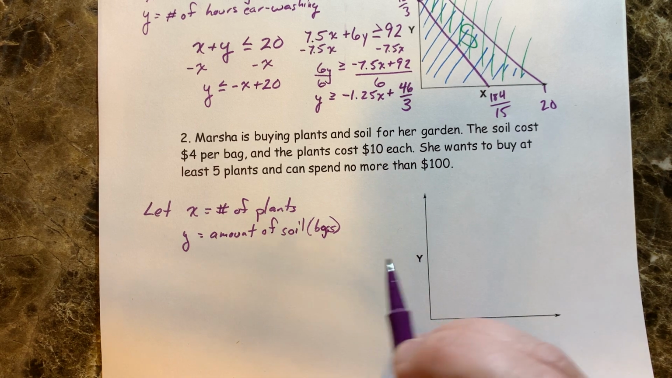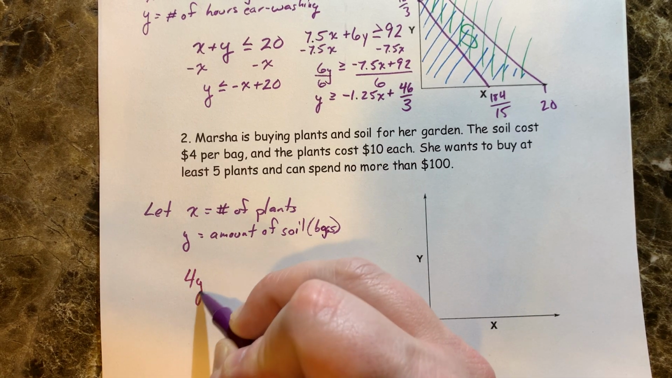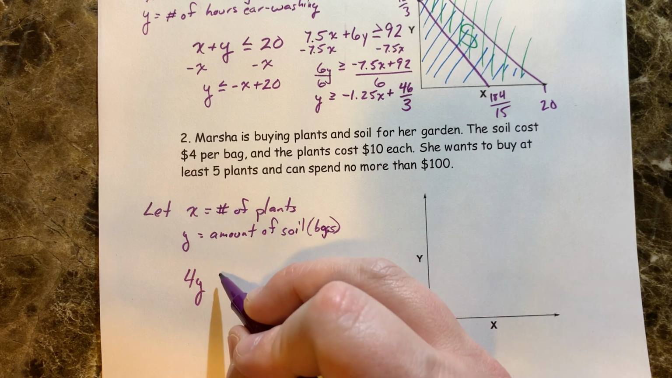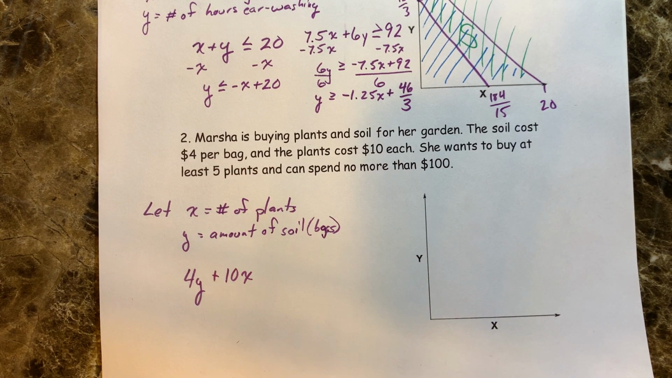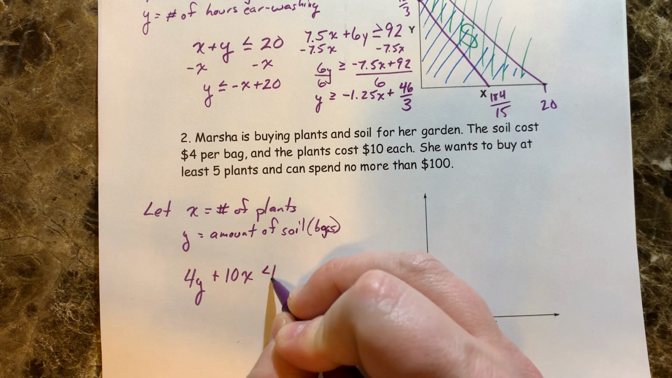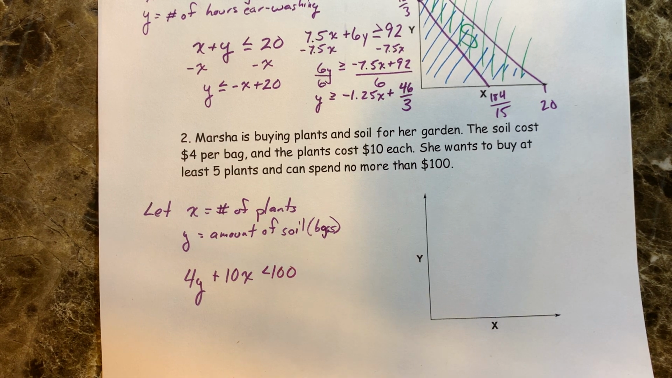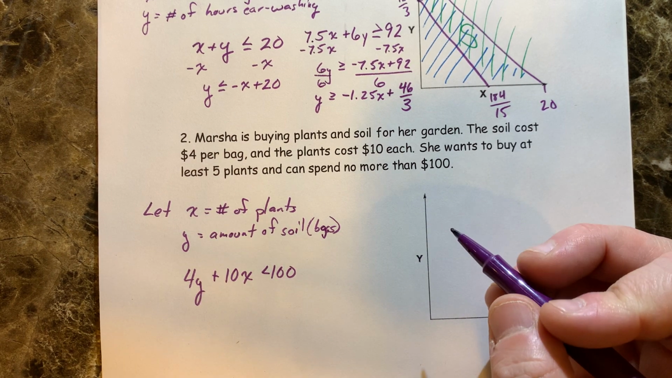The soil cost $4 per bag, so that's 4y. Plants cost $10 each, that's 10x. If I add those together, she wanted to spend no more than $100, so that has to be less than or equal to 100. Conveniently, both 4 and 10 go into 100, so if you even had your variables flipped around, this one's going to work out pretty nicely for us when we try to solve for our slope-intercept form.